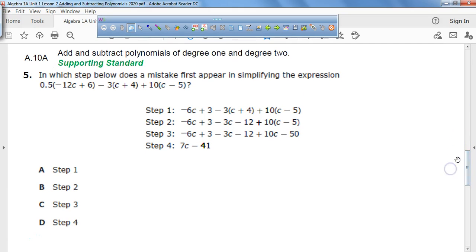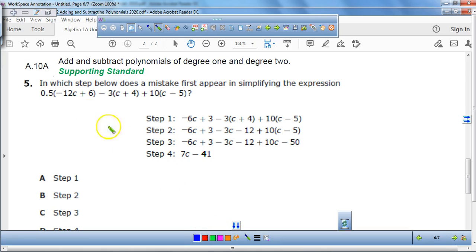Whoever did this problem took way too many steps. Okay, so I'm going to highlight what they did. All right, so they did this in the first step. This is their answer for the first step. They did this in the second step right here. And then they did this in the third step.